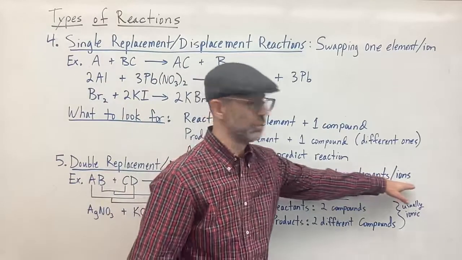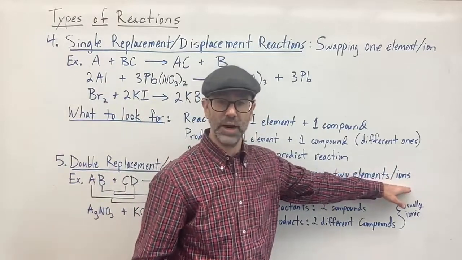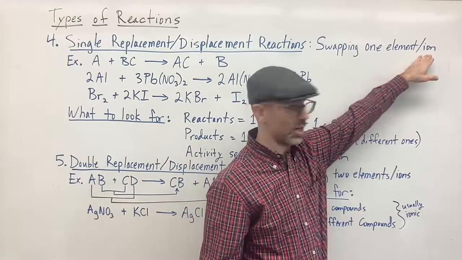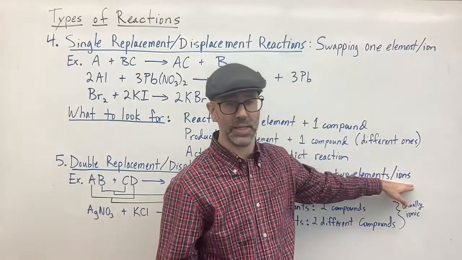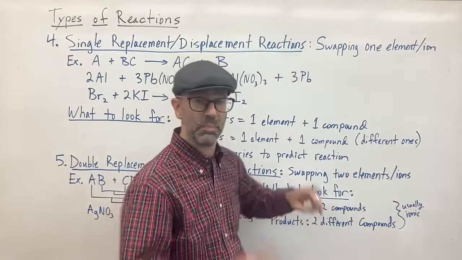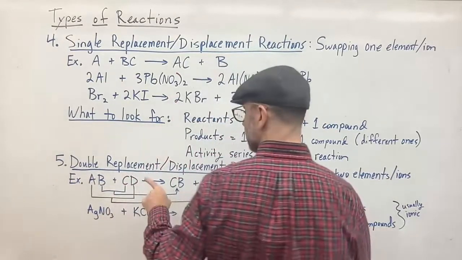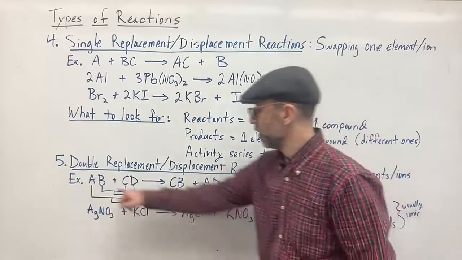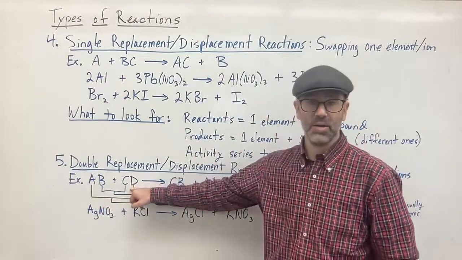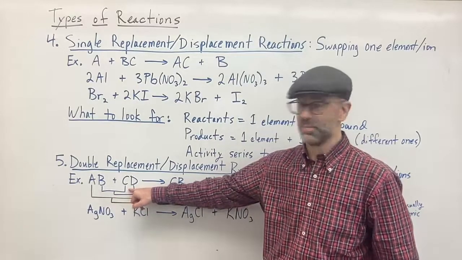And again, these ions could be polyatomic ions, right? So when I talk about ion, it could be polyatomic or monoatomic. Same thing here. This could be a polyatomic or monoatomic ion. And so you're swapping both of them. And so in the example here, you have AB as a compound and you have CD as a compound. And these are usually going to be ionic compounds.